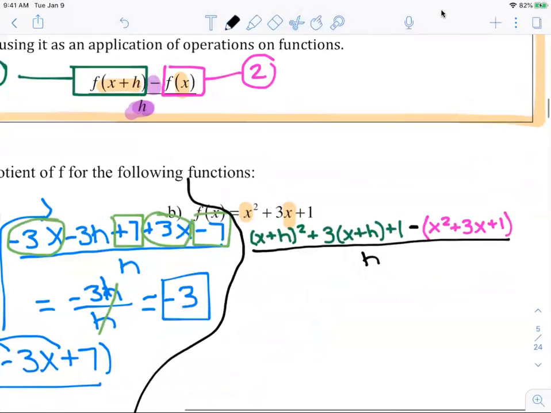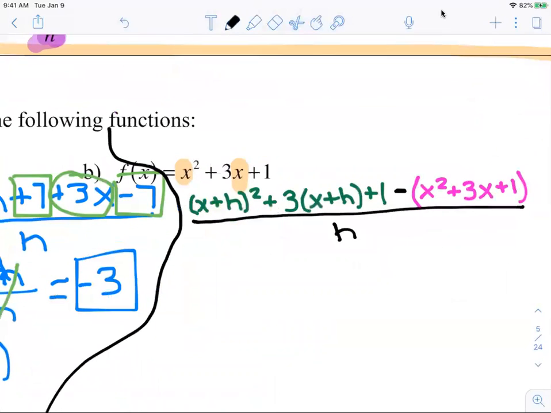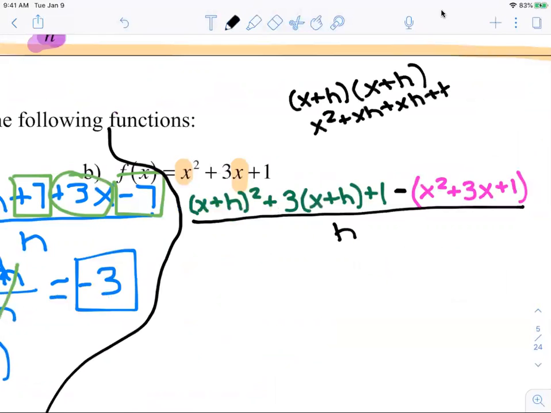Now it's just simplifying once you plug it in. So for the green part, you're going to go ahead and FOIL out x plus h squared, x plus h times x plus h. And that should get you x squared plus xh plus xh plus h squared. So the middle two terms come together, and that's going to get me x squared plus 2xh plus h squared.